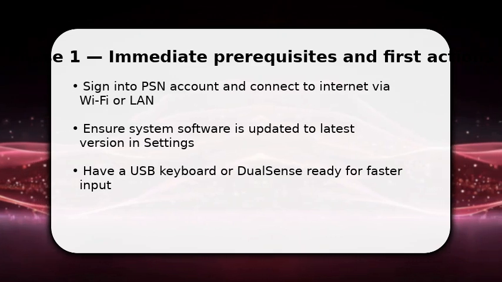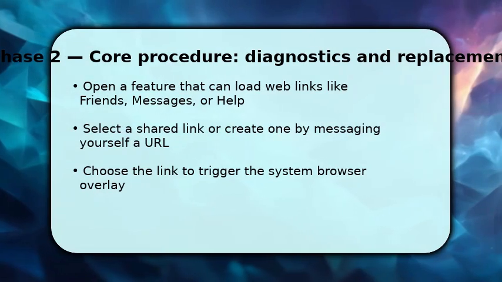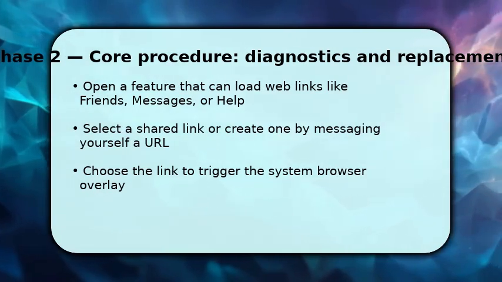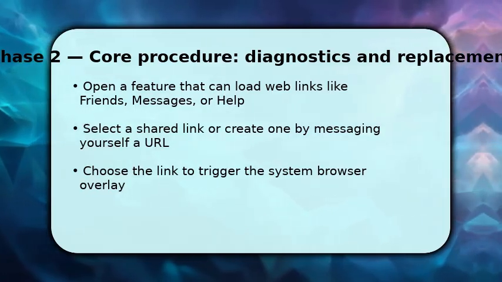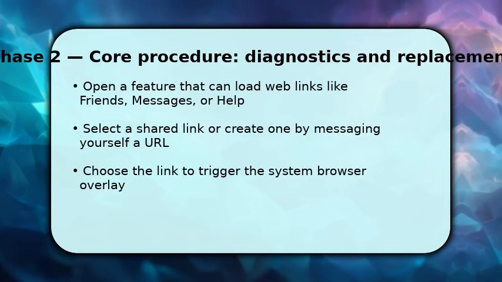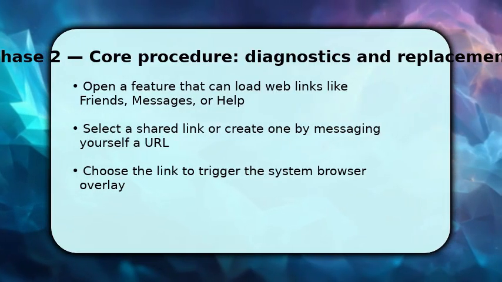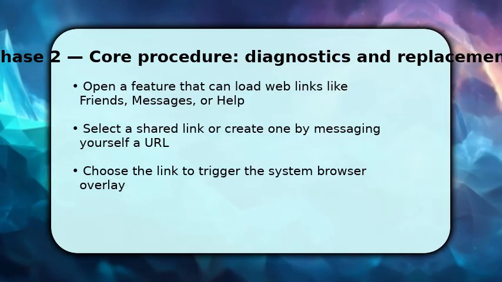Now you move into the middle steps where the built-in browser appears via another app. For example, open Messages, then locate or send a message that contains a URL. Messaging yourself works fine. Once you select the URL, PS5 opens a web view overlay.